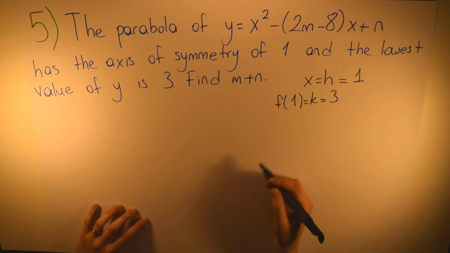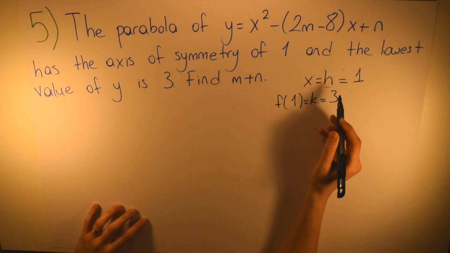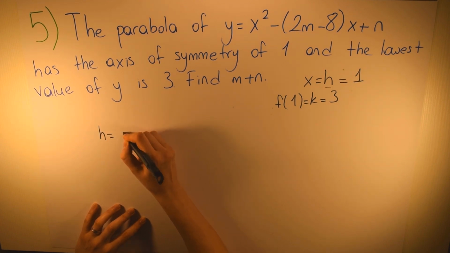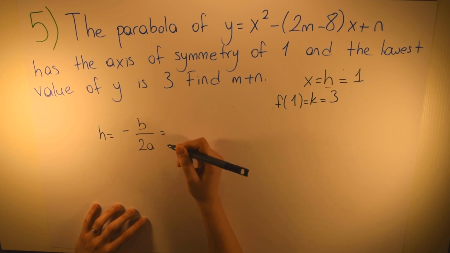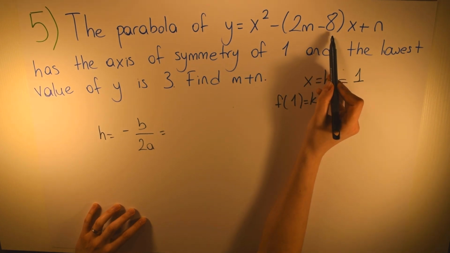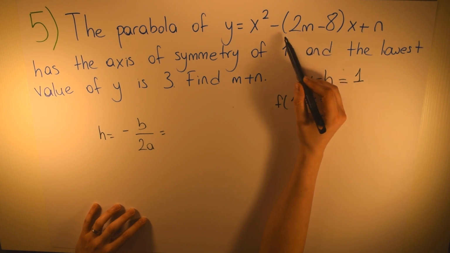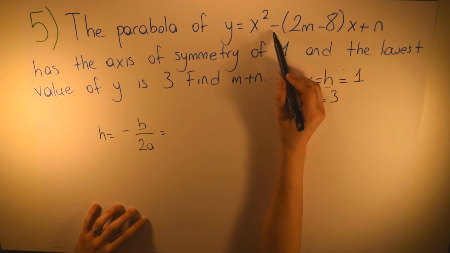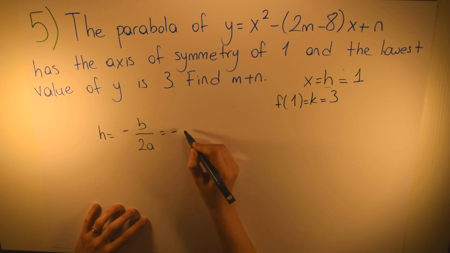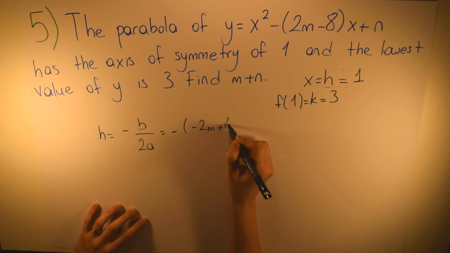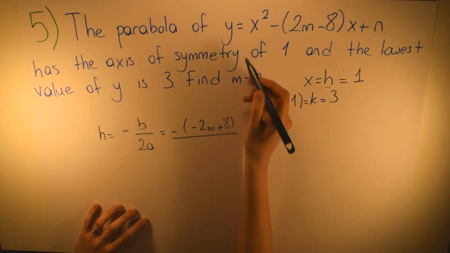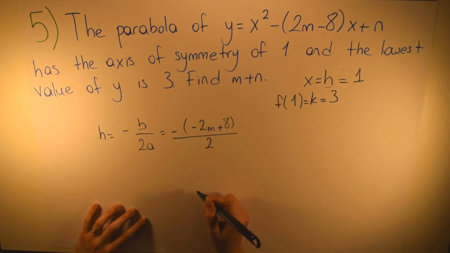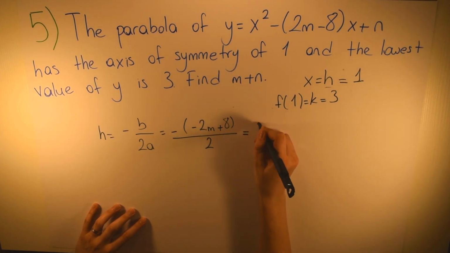So what was the formula for h? It was h is equal to minus b over 2a, right? So here the value of b is equal to 2m minus 8. Actually it is minus 2m plus 8 because there's a minus sign here. So let's put it like that: minus 2m plus 8. Don't forget the sign in front of it, over 2a. A is equal to 1, so this is equal to 2, which is equal to 1, right?